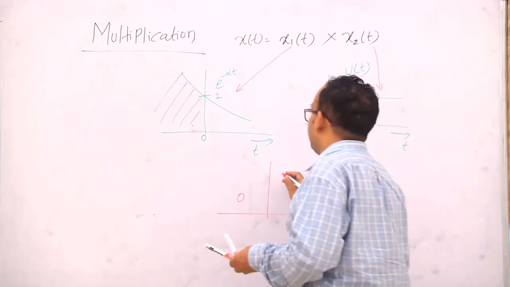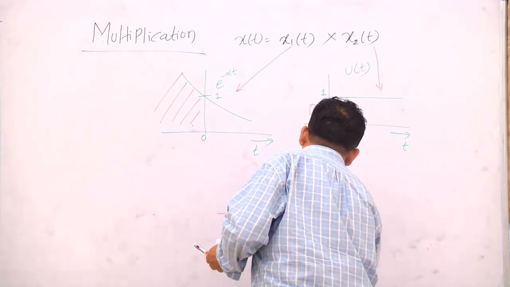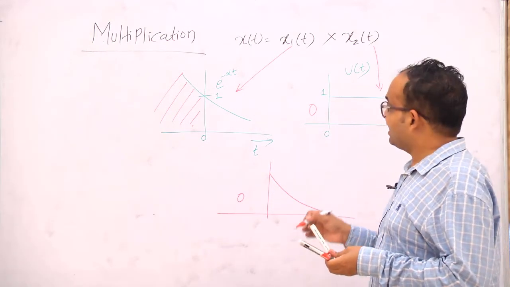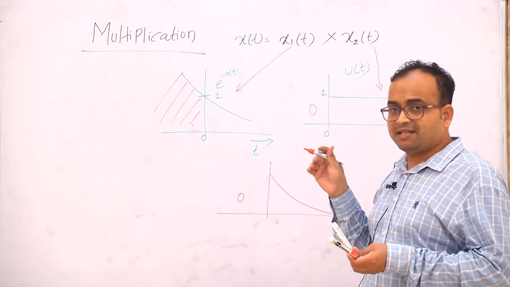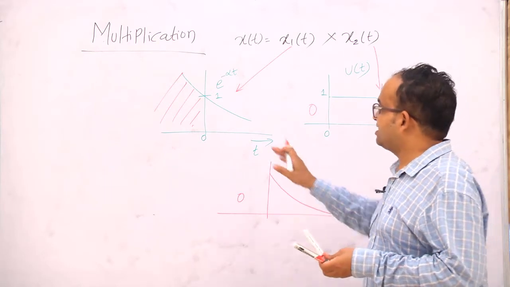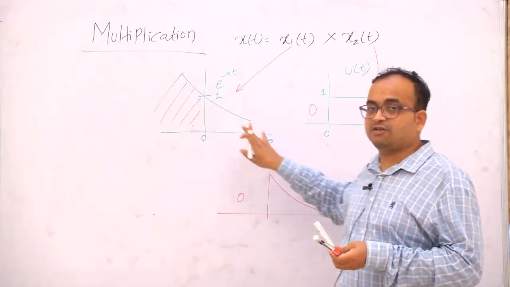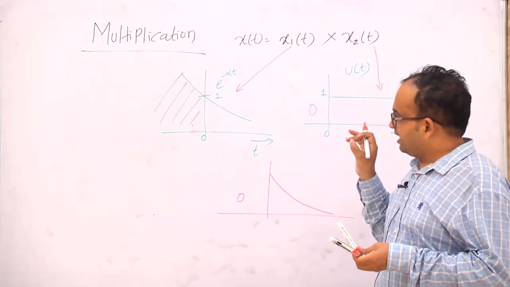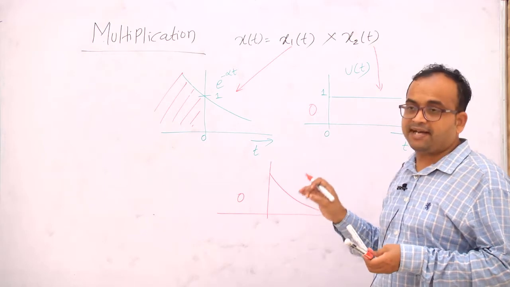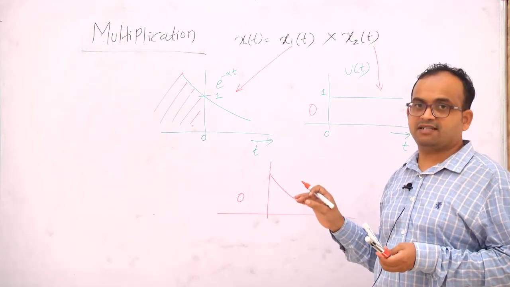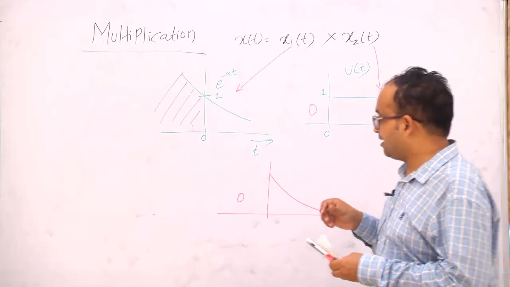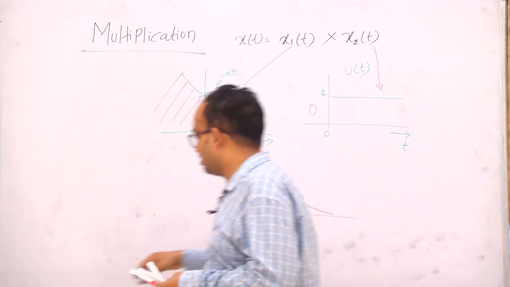So we will get a signal like this. After multiplication, the both-sided signal is converted to a one-sided signal. This is a very simple operation we can do using multiplication. Now I will tell how to find other operations.